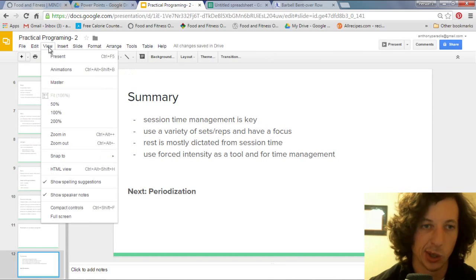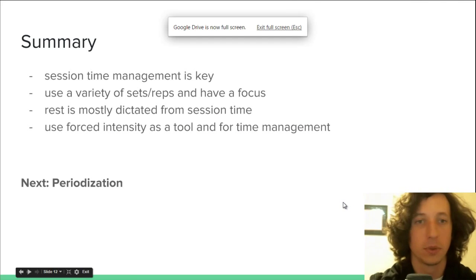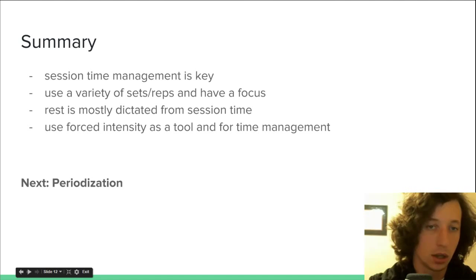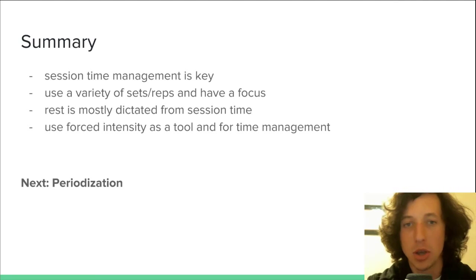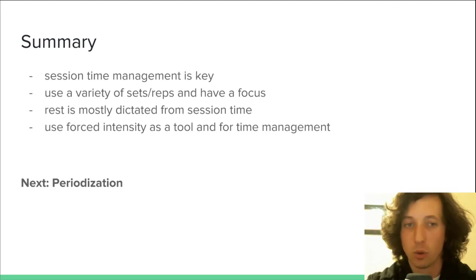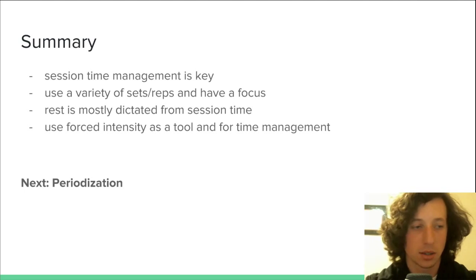All right, and let's finish off with our summary. So first of all, session time management is key in choosing the variables. You have your variety, your sets, your reps, and you have your focus for what you're doing for that workout. Rest is mostly dictated from session time, and then you can use forced intensity, so training to failure, drop sets, rest pause, forced reps, those sorts of things for time management.